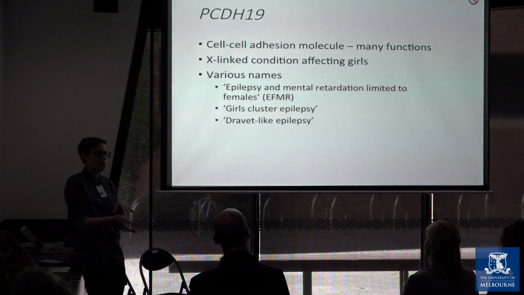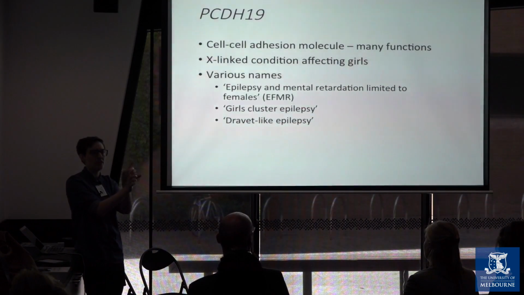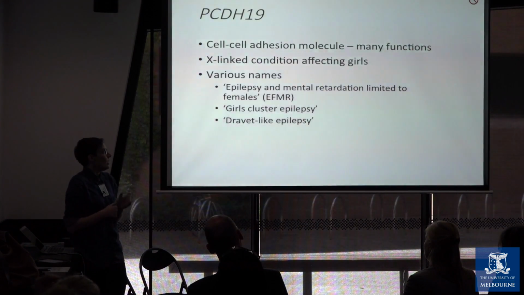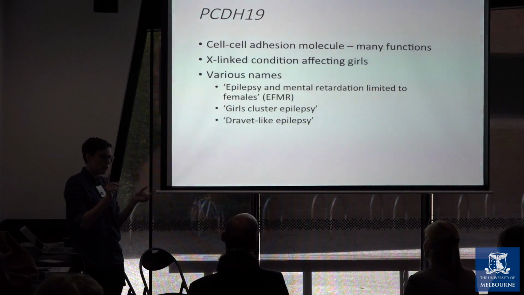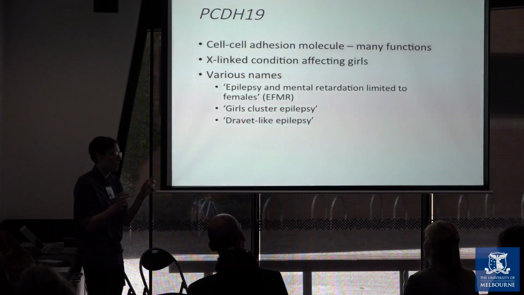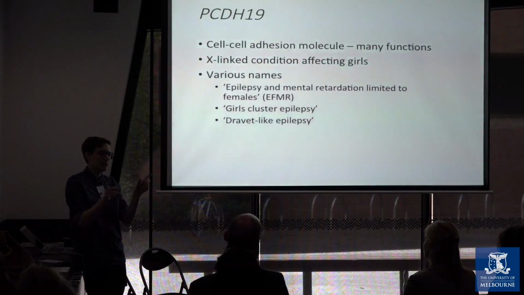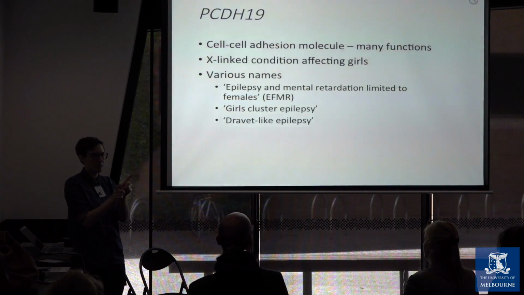The PCDH19 gene encodes for a protein that actually has a lot of different functions in the cell. It's a molecule that helps one cell adhere, join to the adjacent cells, and that actually has multiple functions. It's an X-linked condition, so the gene is on the X chromosome. It mostly affects girls, which is a bit different to a lot of X-linked conditions, which tend to be more severe in boys. And the reason that we think that happens is that you seem to need a population of faulty cells and a population of normal cells in order for the condition to come about.